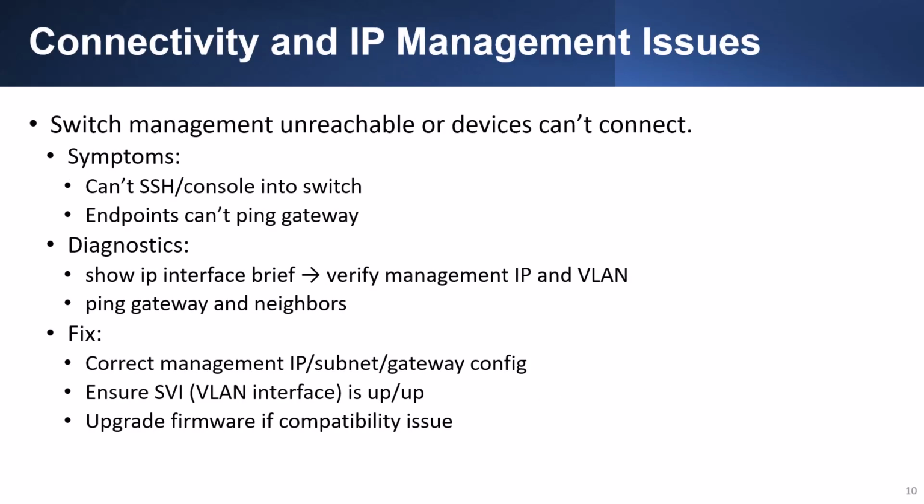Symptoms of switch management unreachable or devices can't connect include can't SSH or console into the switch, or endpoints can't ping the gateway. To diagnose, use the show ip interface brief command to verify management IP and VLAN, and ping the gateway and neighbors. To fix, correct management IP, subnet, and gateway configuration, ensure the SVI/VLAN interface is up, and upgrade firmware if there is a compatibility issue.